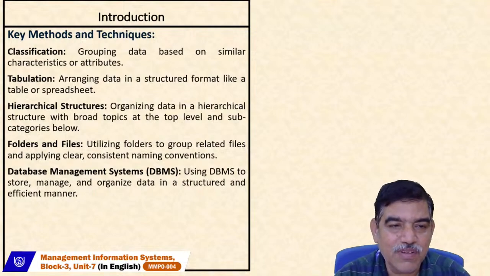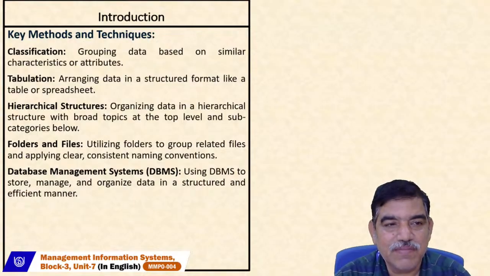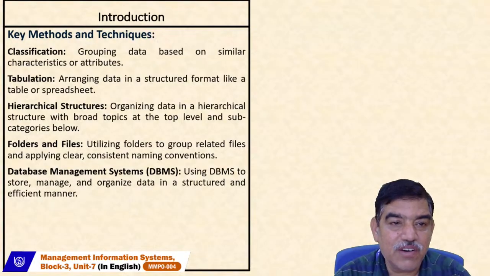Suppose in a school there are 120 students who appeared for the 10th examination. The 120 students are not in one class. If we classify the data of the students section-wise, that is classification. That is the meaning of grouping data based on similar characteristics or attributes. The students are of a similar type and their marks are different, but they are grouped section-wise. Section A, 60 students. Section B, 60 students. Section C, 60 students.